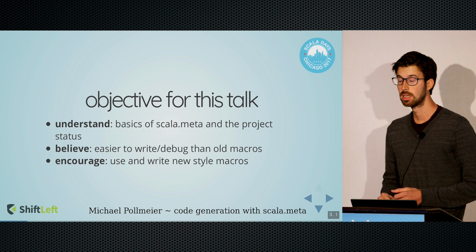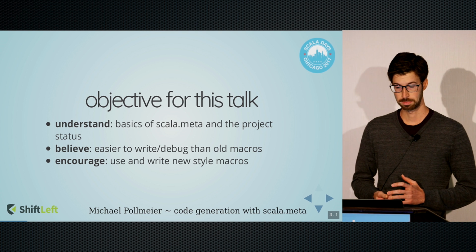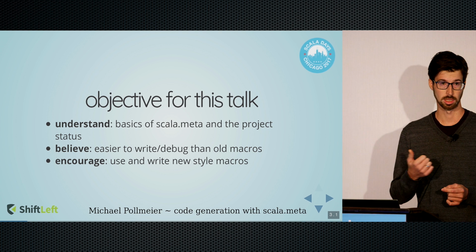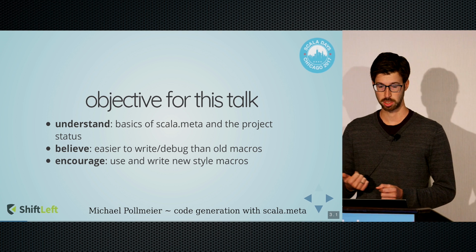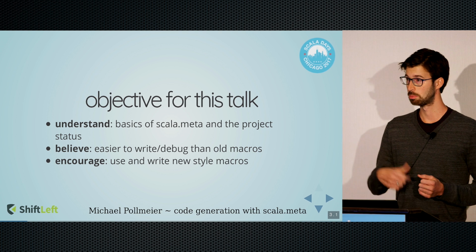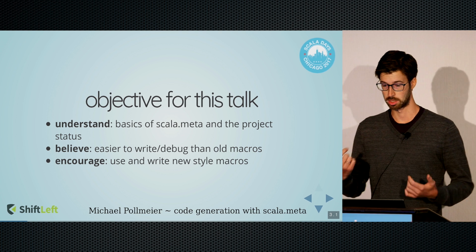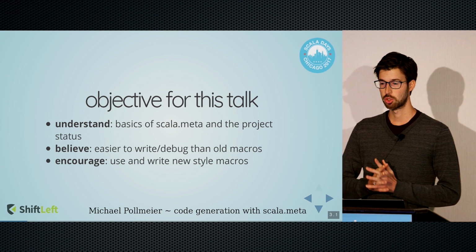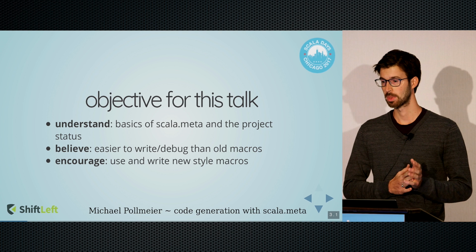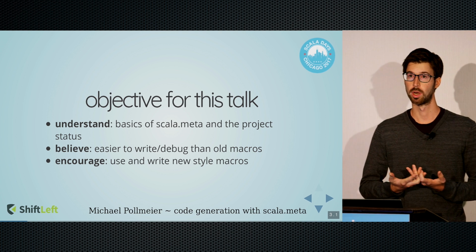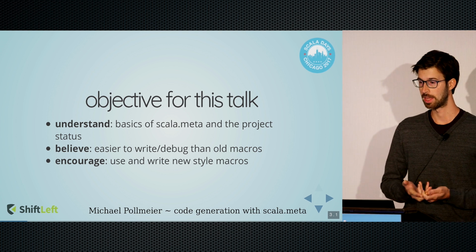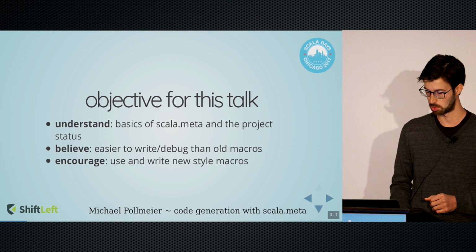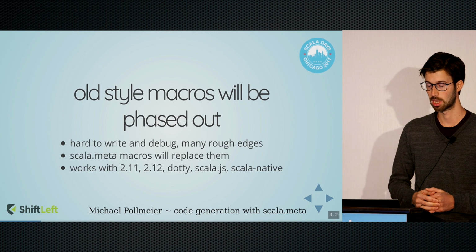All right, so the objective for this talk is I'd like you to understand the basics of scalameta, in particular the syntactic API and code generation, and the current project's status, so is it ready to use or what can I do with it. I would like to believe that it's already easier to use scalameta to write code generation than it is currently with the old style macros, and I'd like to encourage you to actually use it and use libraries that are based on scalameta.